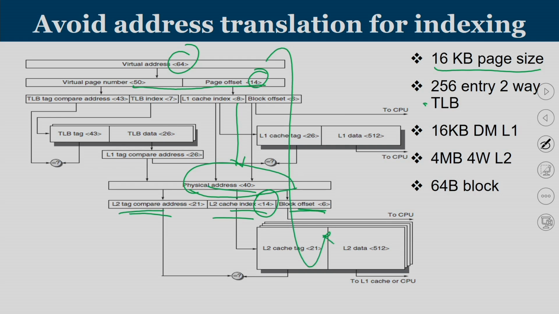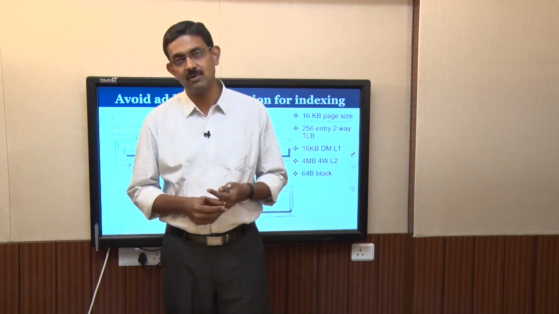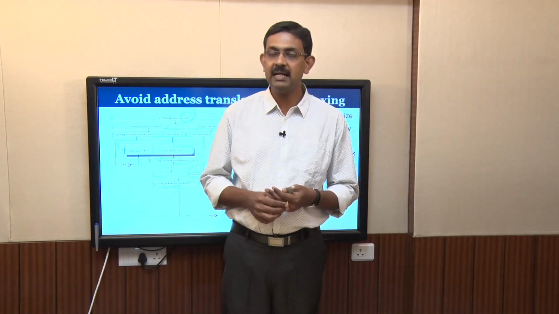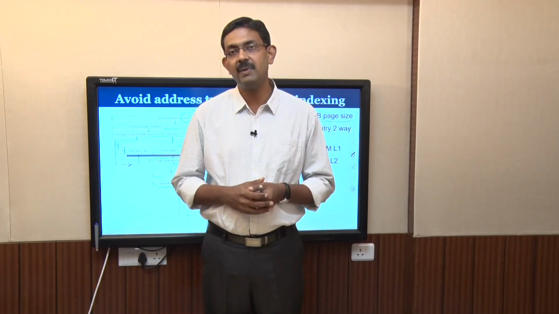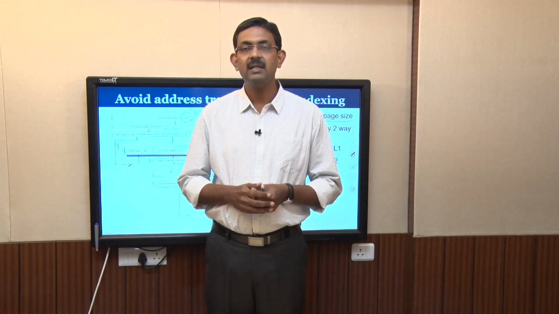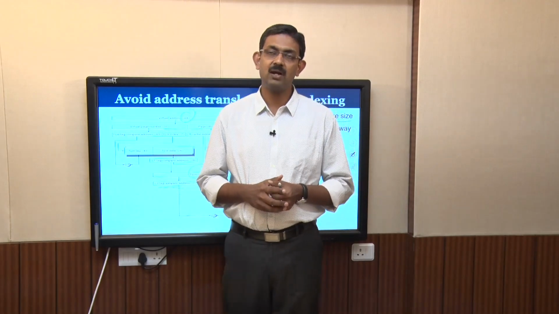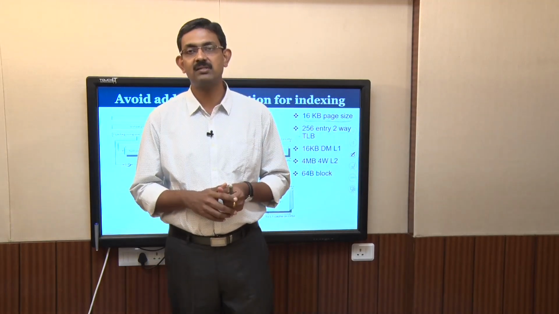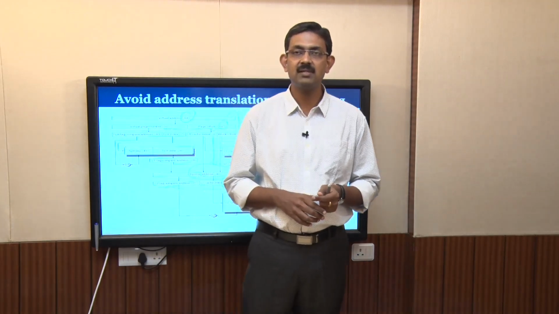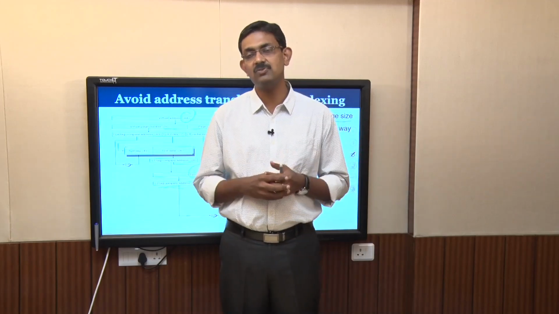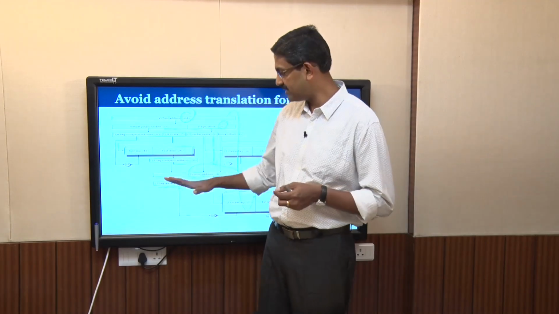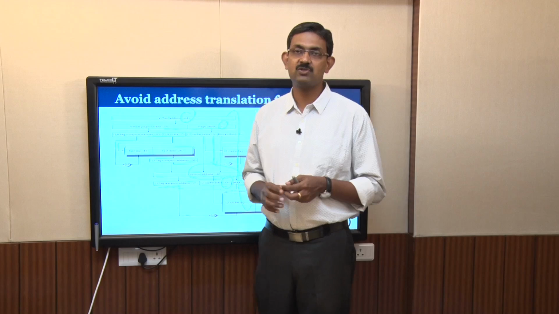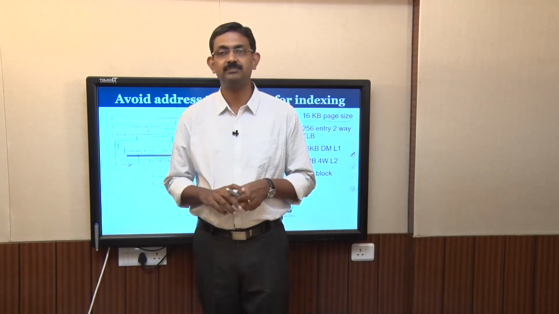So the idea of avoiding address translation is that the cache memory can be designed in such a way that the index bits come perfectly under the page offset, such that indexing can be done prior to address translation. But the tag cannot be done prior to address translation, because tag bits are typically the most significant bits of your address, and the most significant bits will be different in the case of a virtual address and the physical address.